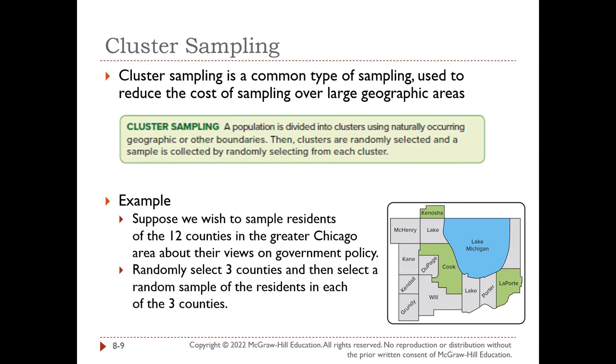Cluster sampling in itself is a common type of sampling used to reduce the cost of sampling over large geographic areas. Again, natural boundaries. Suppose we wish to sample residents of the 12 counties in the greater Chicago area about their view on government policy. Well, we randomly select 3 counties and then select a random sample of the residents in each of those 3 counties. That's really all you're doing.